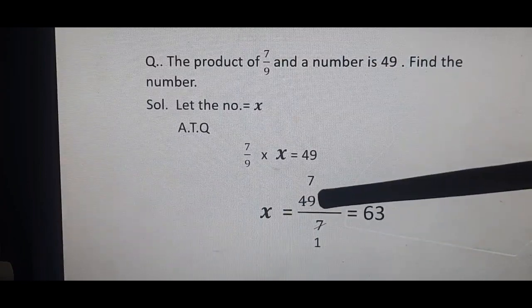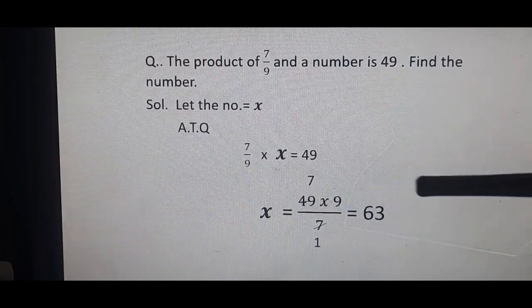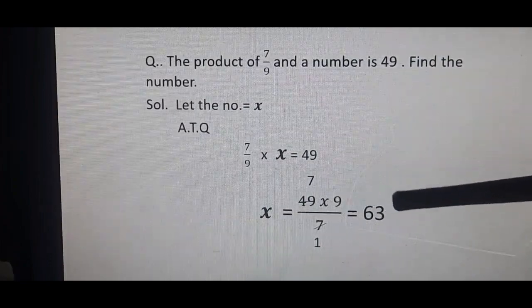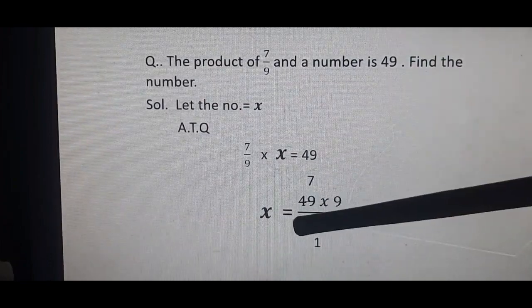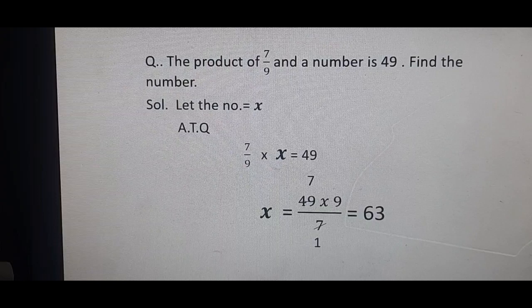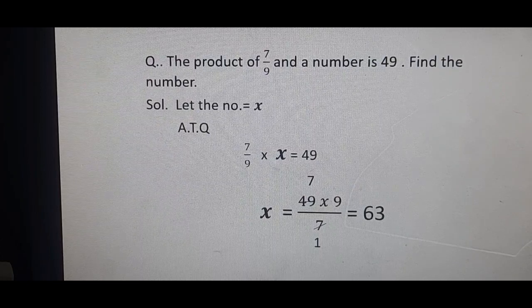7 ones are 7, 7 sevens are 49, right? 7 nines are 63. So the value of x is 63. Understood? These questions are simple. Only you have to understand the statement completely.